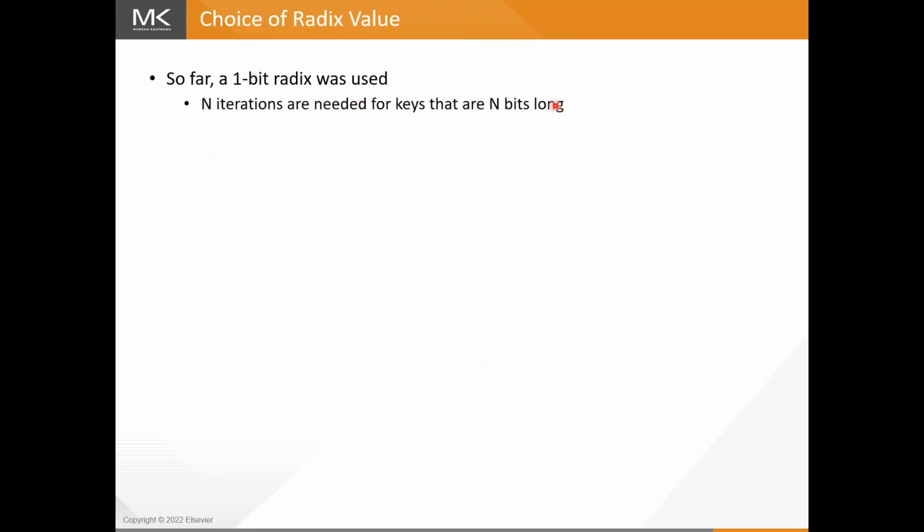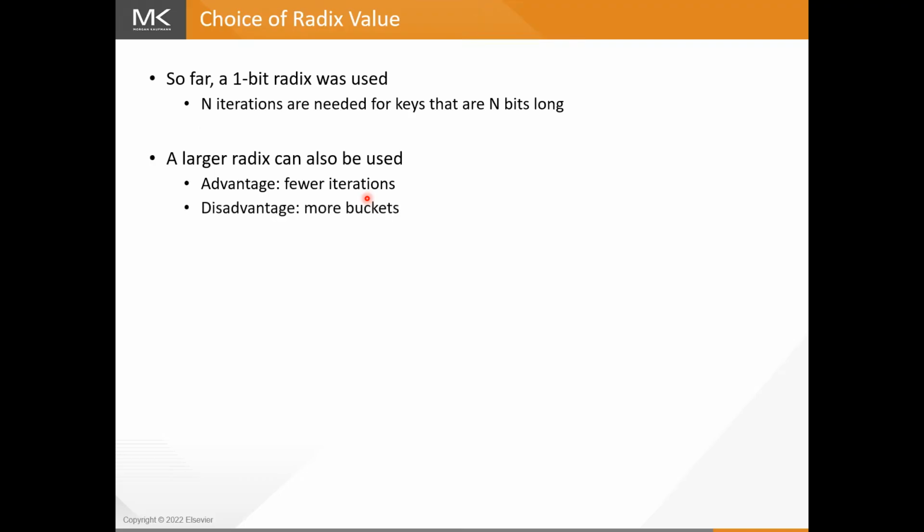If I have a 1-bit radix, I'm going to have n iterations if my keys are n bits long. If I want fewer iterations, I can use a larger radix. If I use a larger radix, I'm going to have fewer iterations. But what's the disadvantage of using a larger radix? Can I use a radix of n? Can't use a radix of n, obviously.